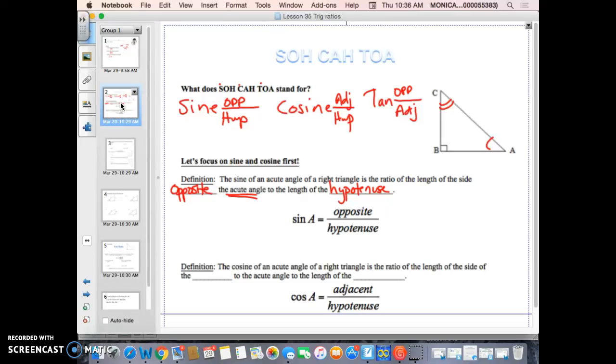The cosine of an acute angle of a right triangle is the ratio of the length of the adjacent side. I'm just going to put ADJ, but we know that means adjacent. And that's to the length of the hypotenuse.